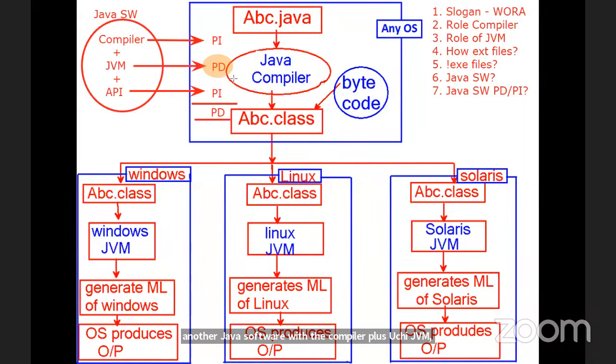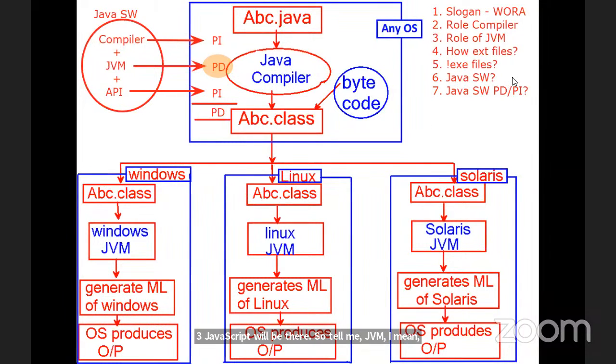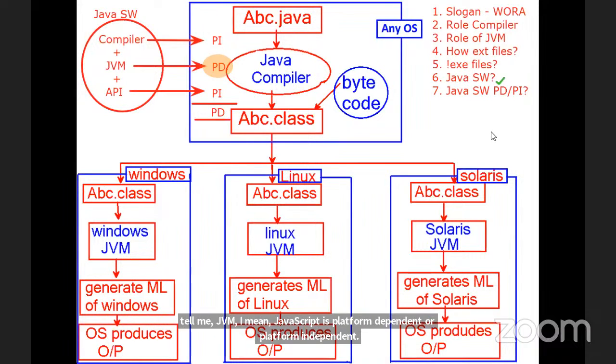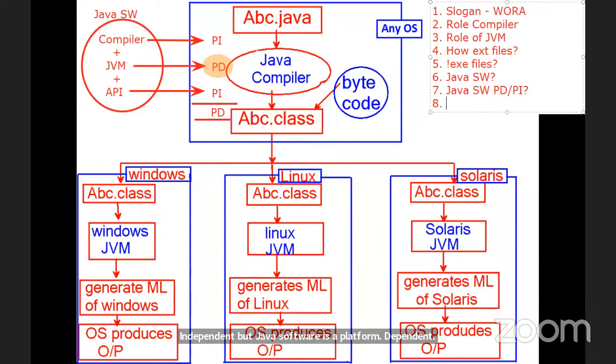That means how many Java softwares are there? 1 Java software or 3? 3 Java softwares will be there. So tell me, is Java software platform dependent or platform independent? Platform dependent. It is not platform independent. Many students are having confusion. A Java program is platform independent, but Java software is platform dependent.